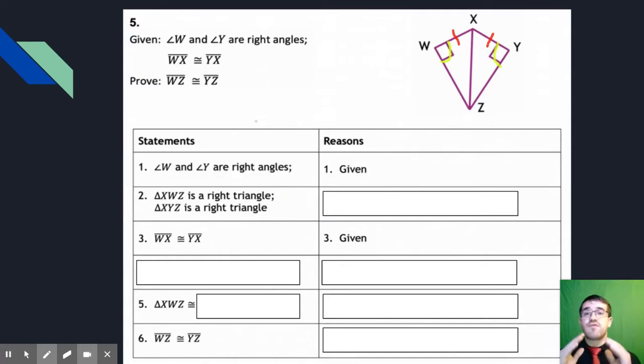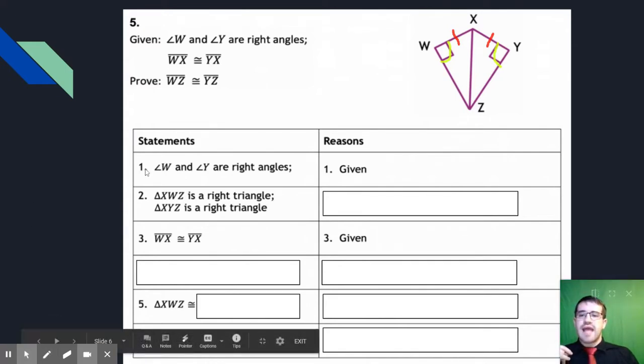Now we know before we do anything involving segment congruence, we have to show triangle congruence. We did that all of last week in the proof puzzles. So it's always you have to show triangles are congruent and then show sides are congruent.